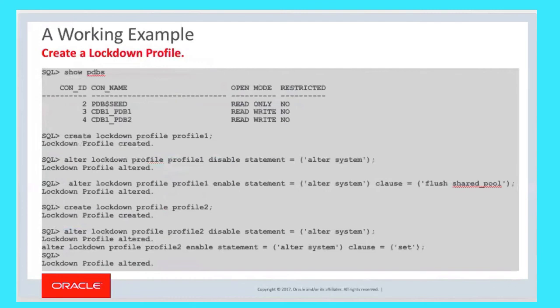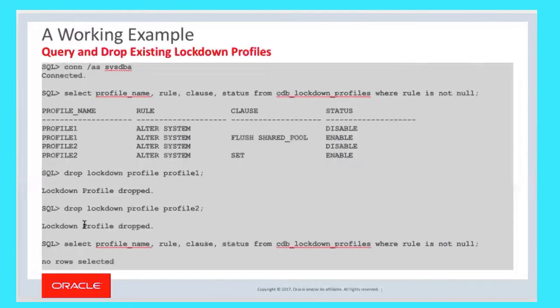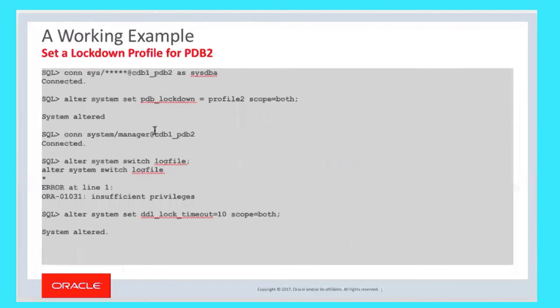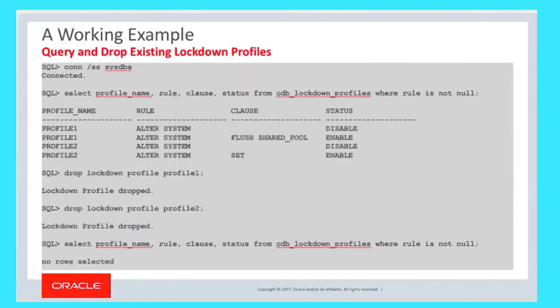Again, let's remember what profile2 does. Profile2 basically disables alter system except for the set clause. So if I use alter system set, I'll be fine. If I use anything other than alter system set, it will fail. In this example, I'm trying to do alter system switch log file, which doesn't include the set clause, and it fails. Then I use alter system set DDL log timeout, and it allows me to set that parameter. So this is pretty much how you configure and set your lockdown profiles.